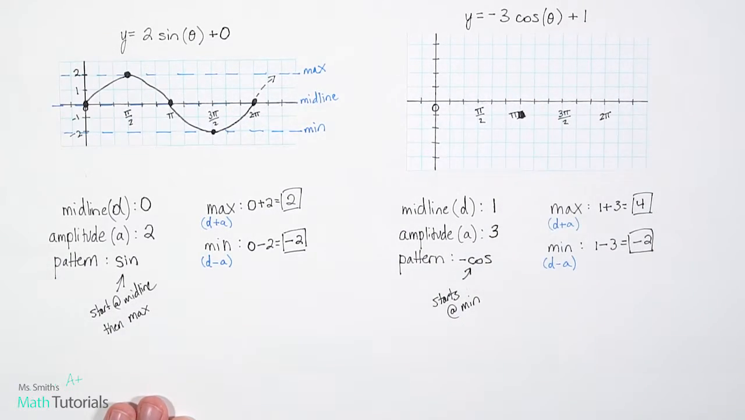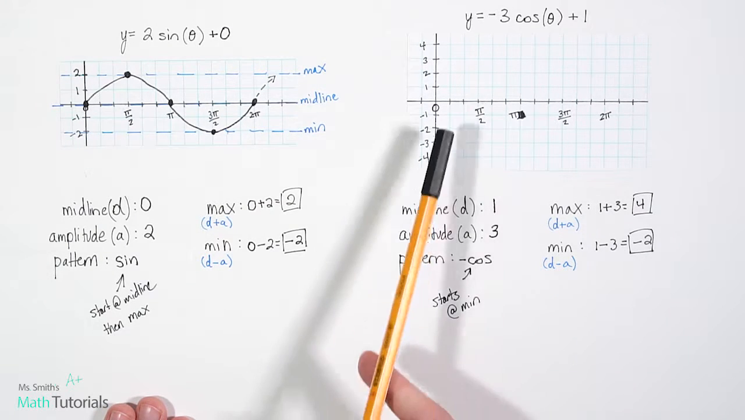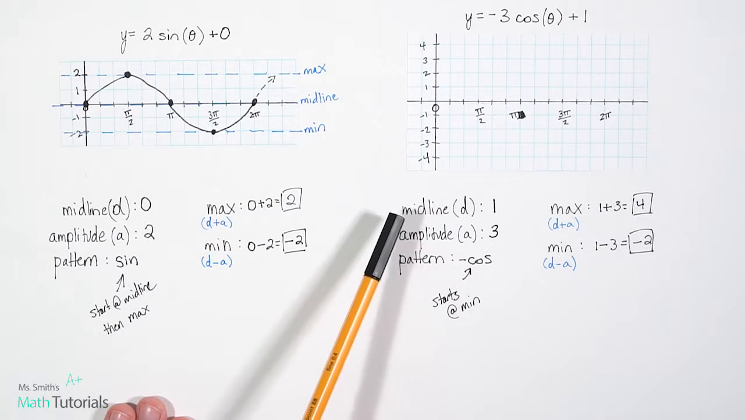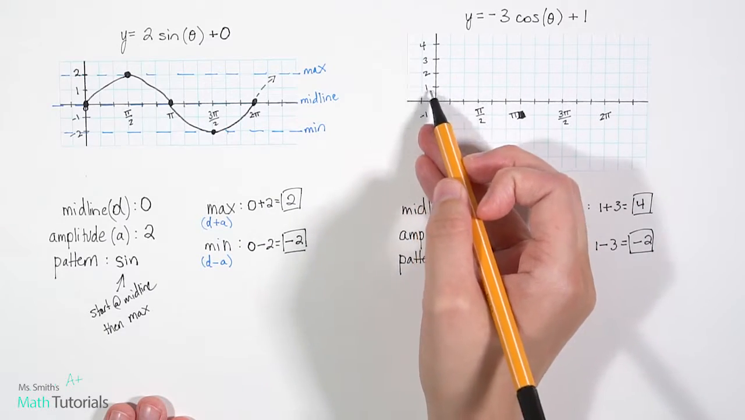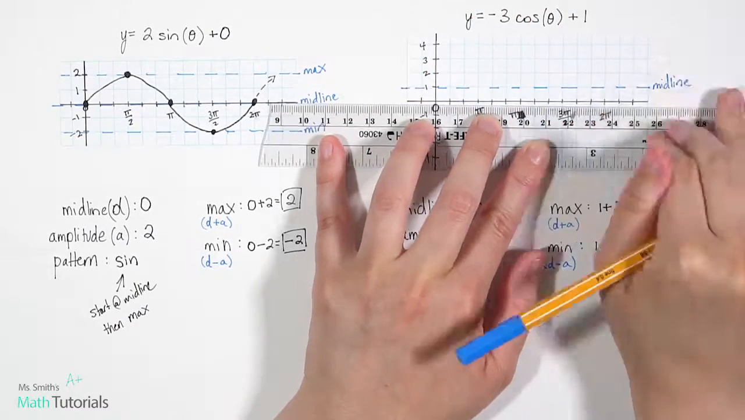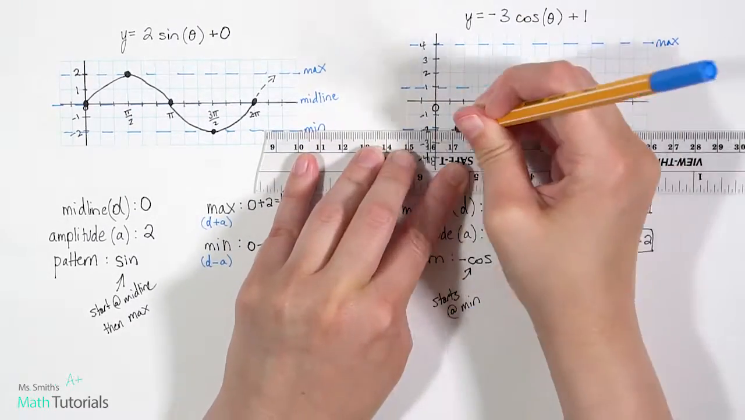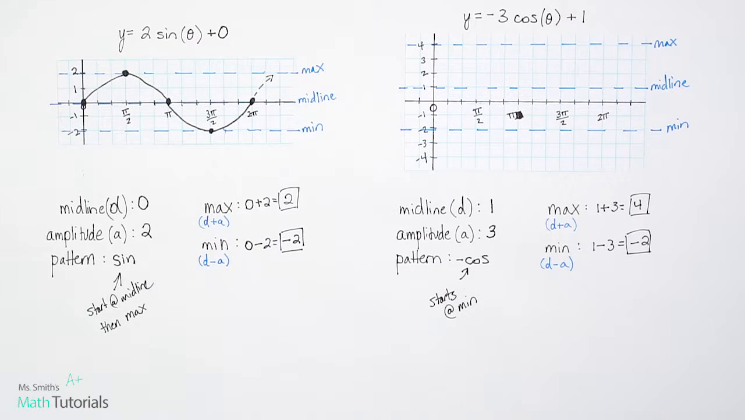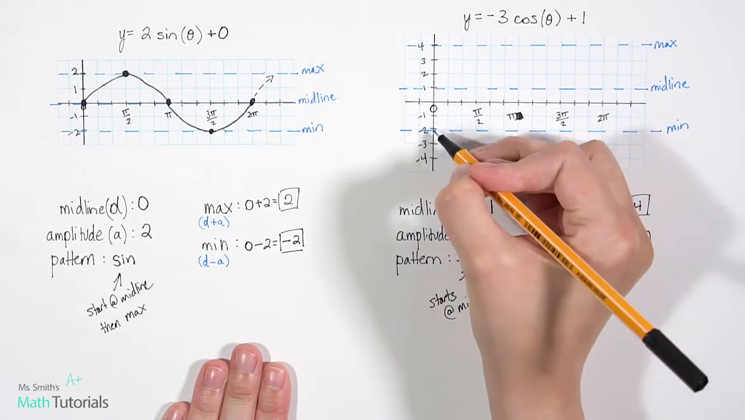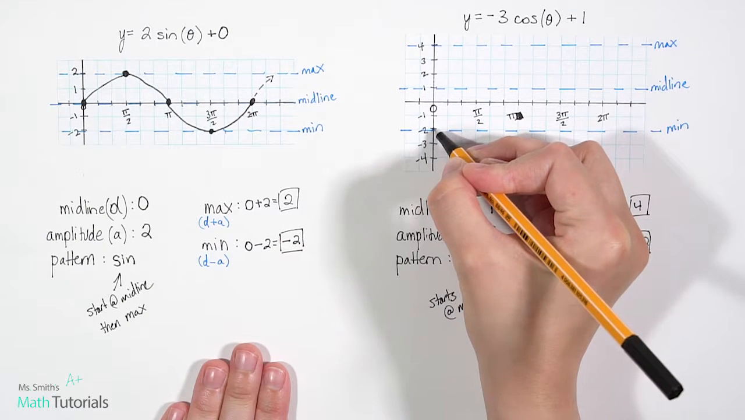Okay, and now I'm going to go ahead and lay out my midline, my max line and my min line. Now notice we have to be really careful here because this is the first time our midline hasn't just been the x-axis, right? This time our midline is a positive 1, meaning I'm going to create my midline here at positive 1. Okay, so now I'm ready to start plotting the points. Remember, our negative cosine pattern starts at the min. That means my first point is going to be all the way down here at -2.